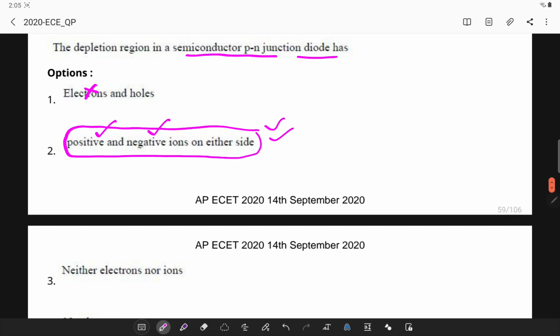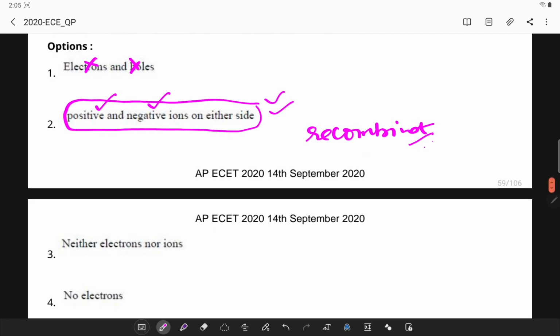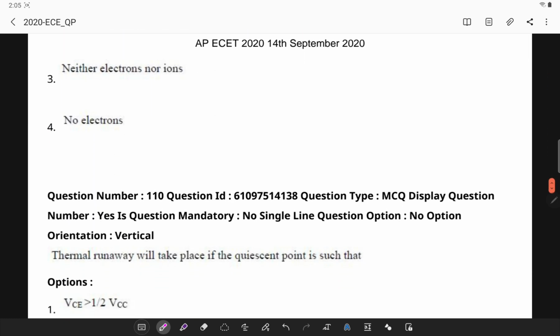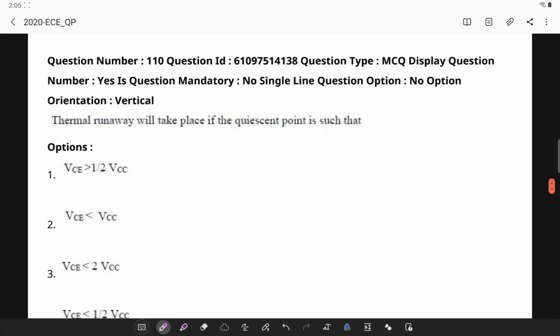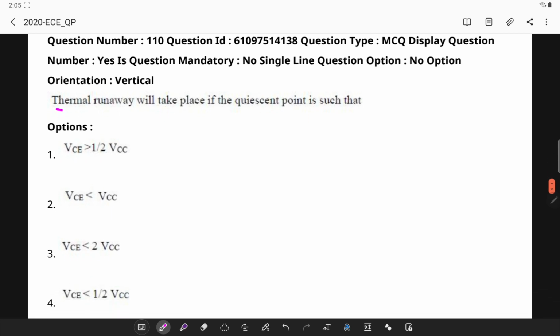It is not electrons or holes, because due to recombination it will be having immobile charge carriers, or the charge carriers will not be moving anywhere. Now this is a standard question which is asked in many number of exams.